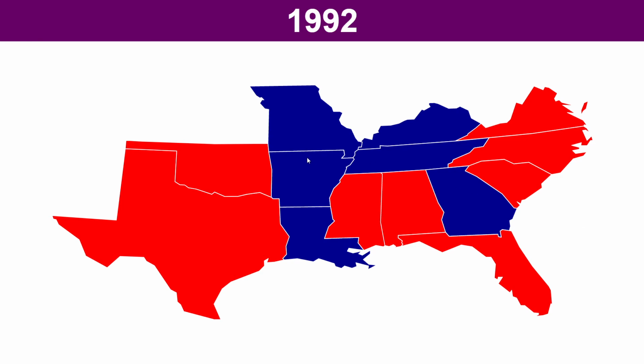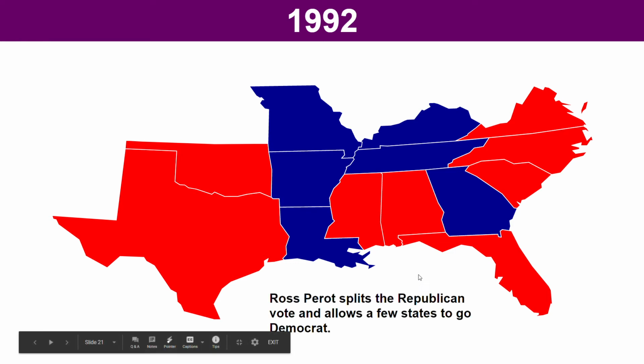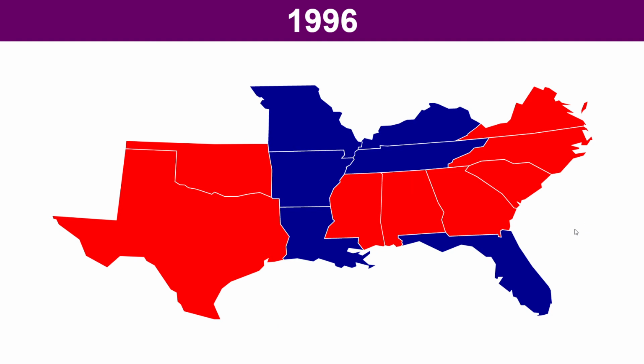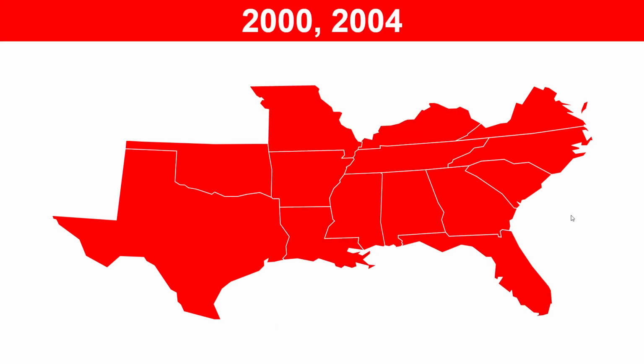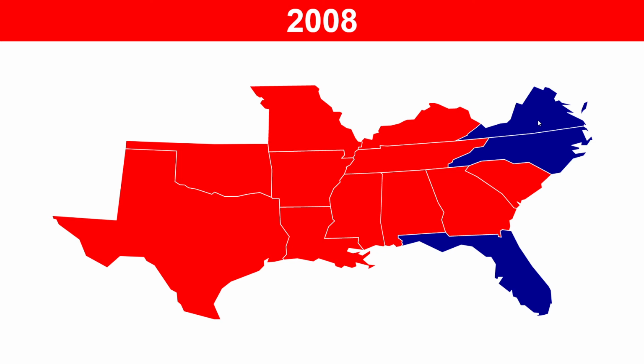Here's Reagan in 84, Bush in 88. 92, Clinton is from Arkansas. Democrats are probably smart to pick a Southerner. Also, Ross Perot comes in and splits the Republican vote. But then 96, Clinton's second term is close, and then Bush's two terms. And then you have these other swing states start coming into the mix with Obama, but for the most part, you see it's still Republican.